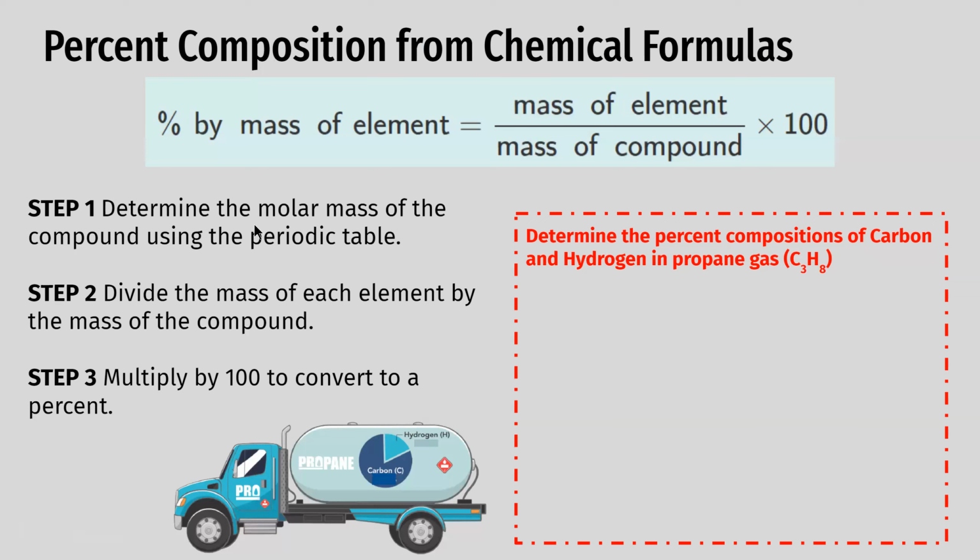So the first thing that we're going to want to do is determine the molar mass of the compound by using a periodic table.